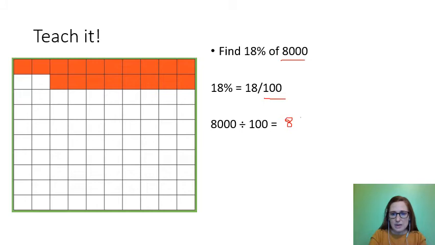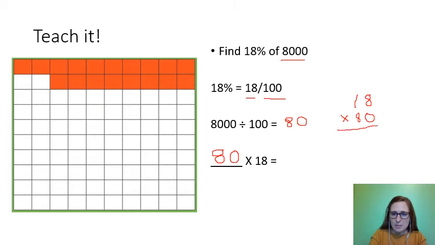Our answer will be 80. Once we've divided it by 100, we need to multiply it by the numerator, which is 18. So we need to do 80 times 18. Now, if you wanted to here, you could use your multiplication methods. We could do 18 times by 80.